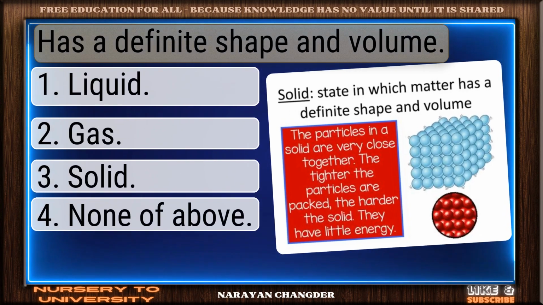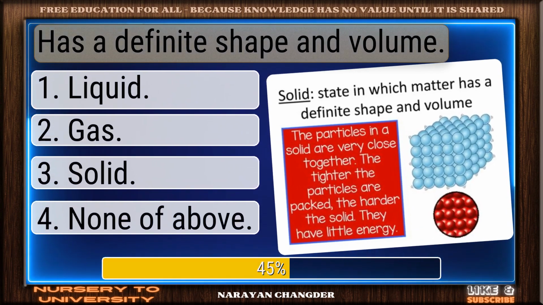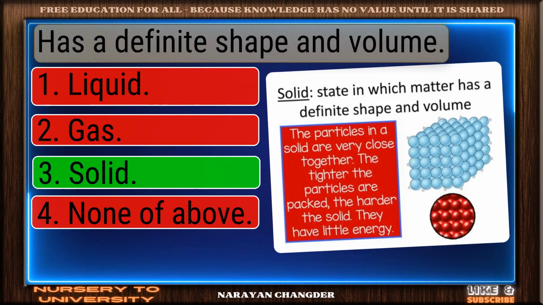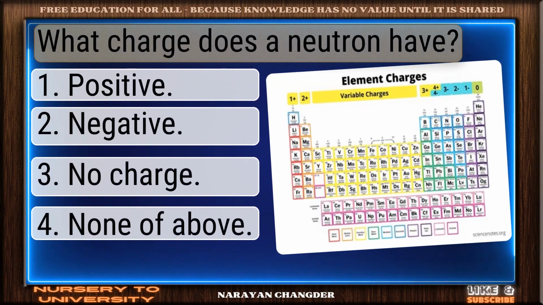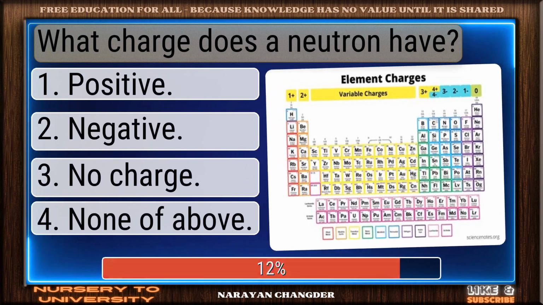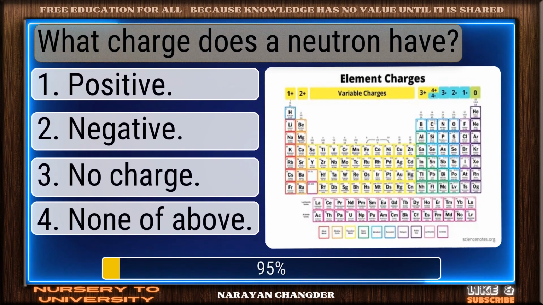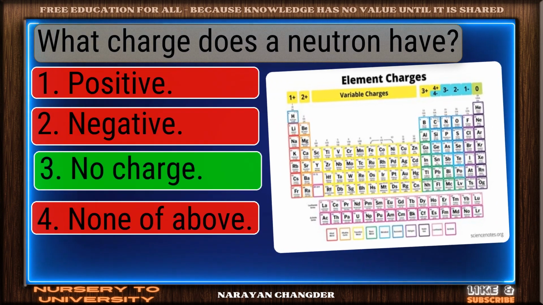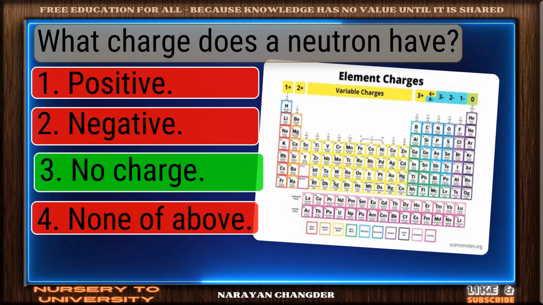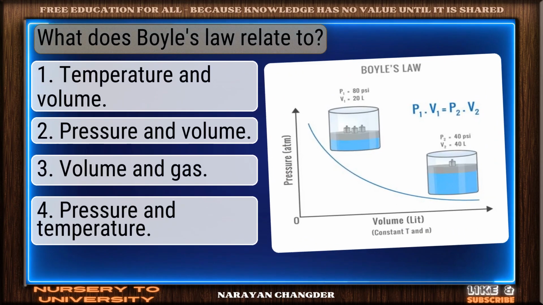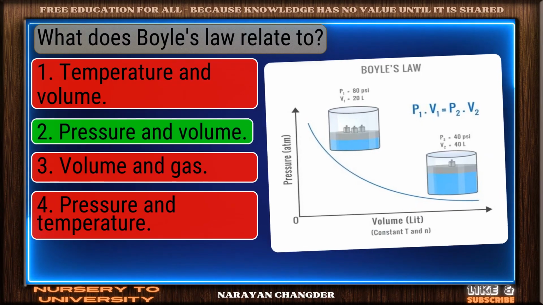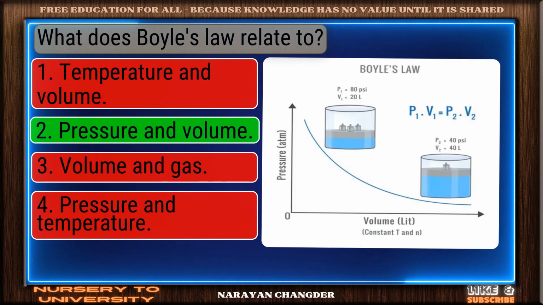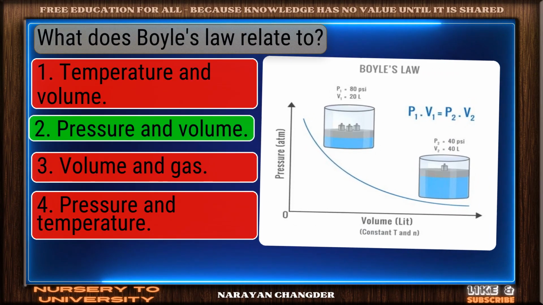Has a definite shape and volume. Valid point. Solid is true. What charge does a neutron have? Right choice. No charge is the best answer. What does Boyle's law relate to? On track. Pressure and volume is the correct answer.